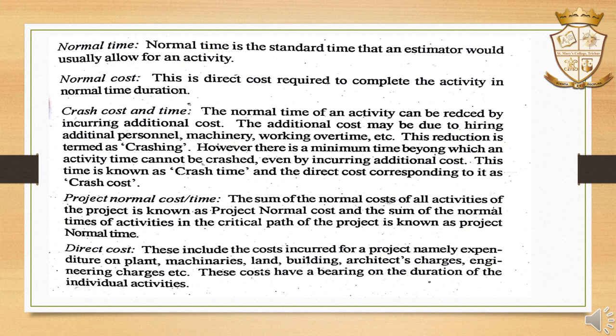And next is project normal cost or time. The sum of the normal cost of all activities of the project is known as project normal cost, and the sum of the normal times of the activities in the critical path of the project is known as project normal time. Then direct cost: it includes the expenditures on plant, machinery, land, building, architects' charges, etc. These costs have a bearing on the duration of the individual activities.